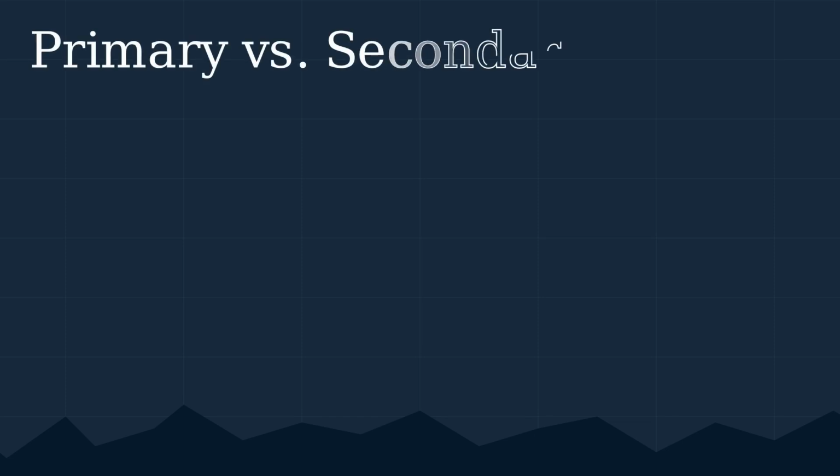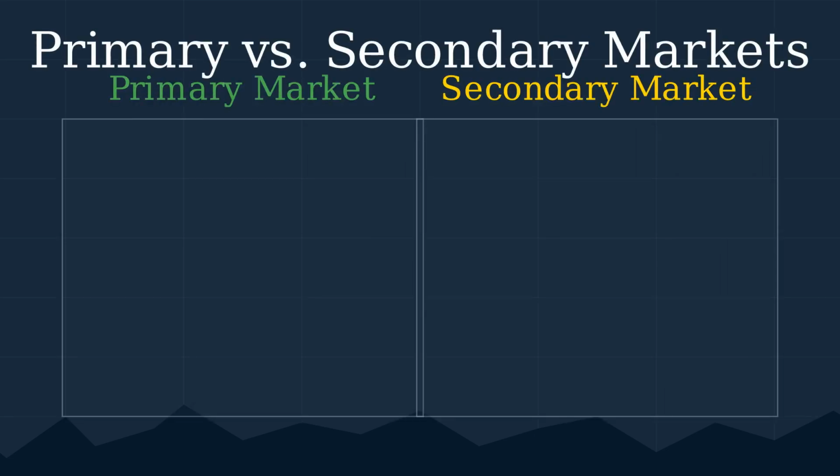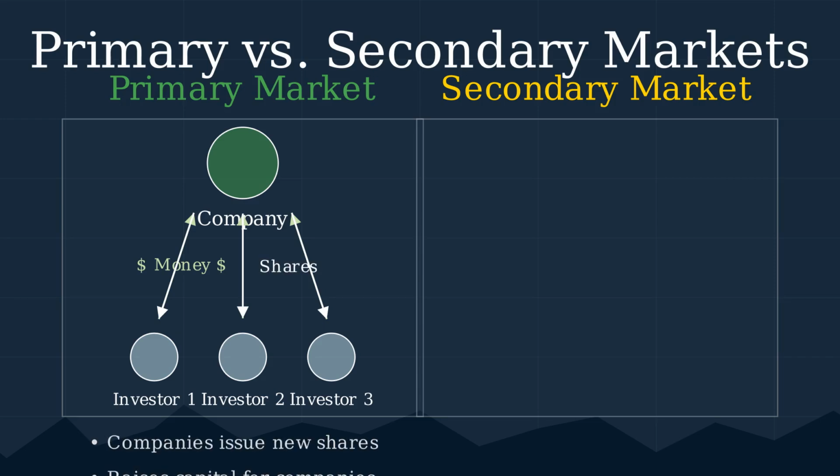Stock markets operate in two distinct phases: the primary market and the secondary market. The primary market is where companies first issue new shares to the public, typically through initial public offerings, or IPOs. In the primary market, companies raise capital directly from investors. The money flows from investors to the company in exchange for newly issued shares.